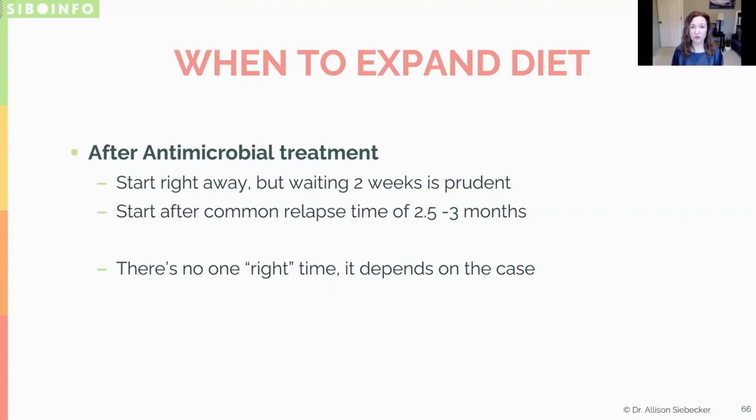Now, I have to say, sometimes patients are gung-ho and they just want to start right away. The other way you can do it is you could wait and start expanding the diet after that common relapse window of about 2.5 months. So you could start at around 2.5, 3 months. Really, there's no one right way, and it does depend on the case and the willingness of the patient.